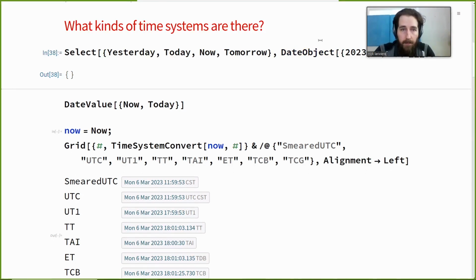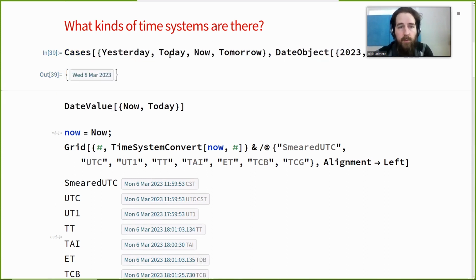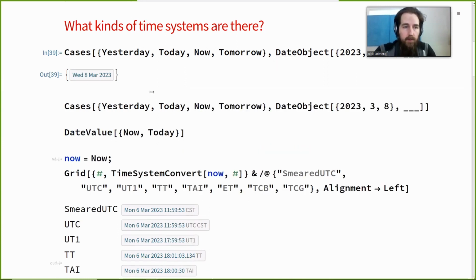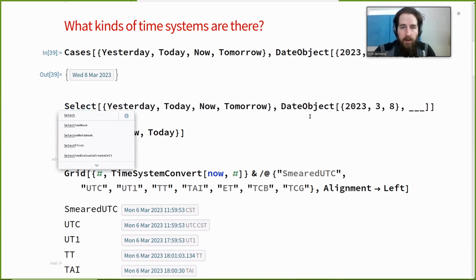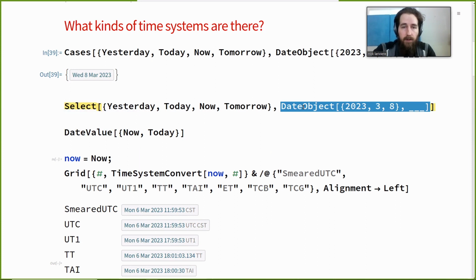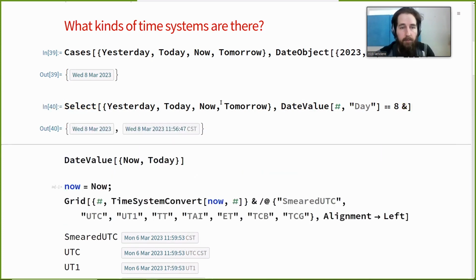This is select. If we were to look at something structural like cases, we would pick out today, but not now, because we're looking at the full form of something like this. If we were to do a different operation with select, we could say I want something where the date value for the element of day is 8. Then it would pick out both of these elements.